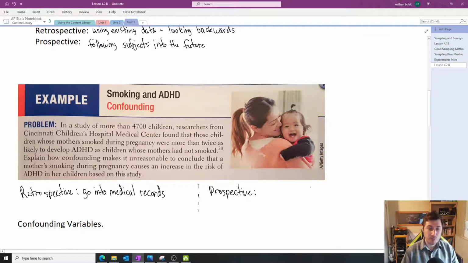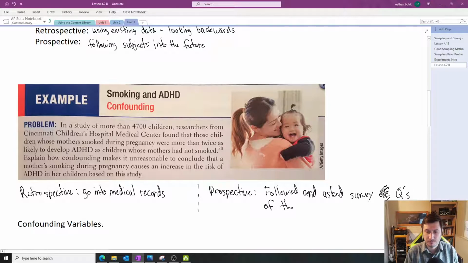So what probably happened was they identified 4,700 mothers who were about to give birth. They agreed to be in the study, and they followed these people for a couple of years. So they followed and asked survey questions of these mothers for a few years.